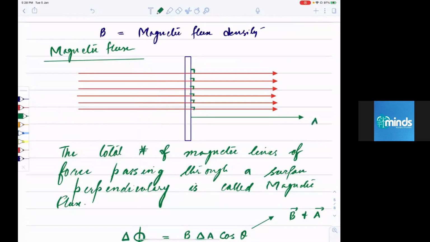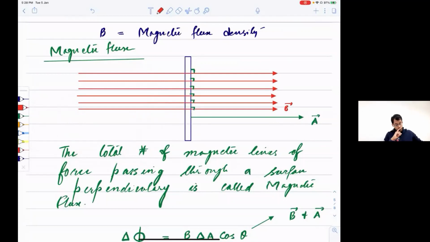This is area. And this is the direction of field. May I know what is the angle between B and A? If any one of you can answer this. 0 degrees. And what is the value of cos 0? 1. The value of cos 0 is actually 1.